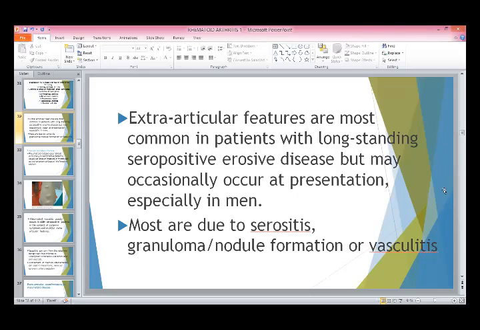Most of the extra-articular or systemic features are because of three mechanisms, that is, serositis, granuloma or nodule, or vasculitis. Vasculitis is there in more than 90% of cases, and that is why we call it rheumatoid disease, and we do not call it at present rheumatoid arthritis, because it has so many systemic problems. So the better term is rheumatoid disease.